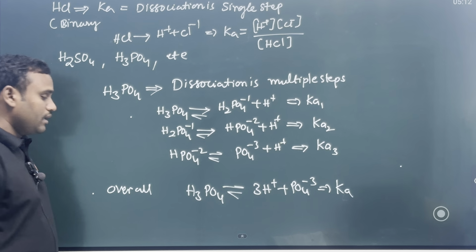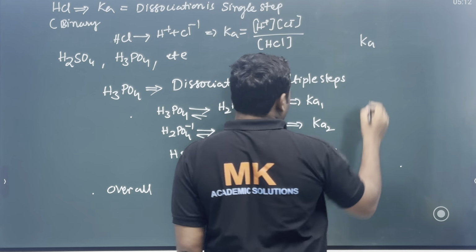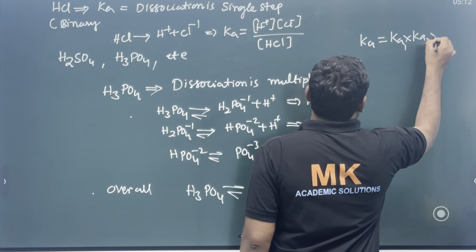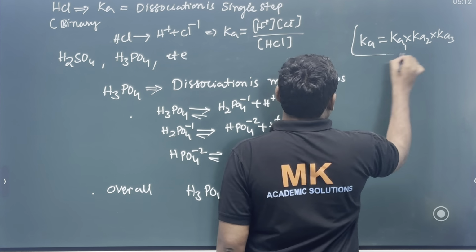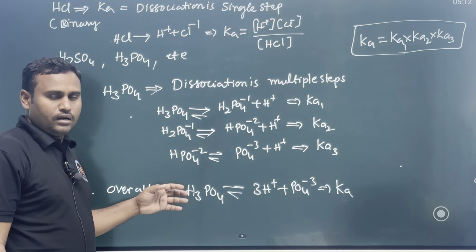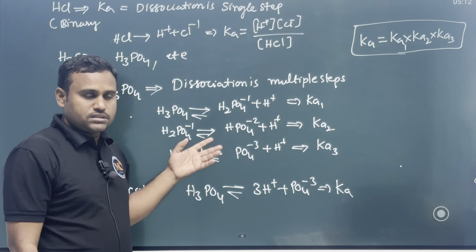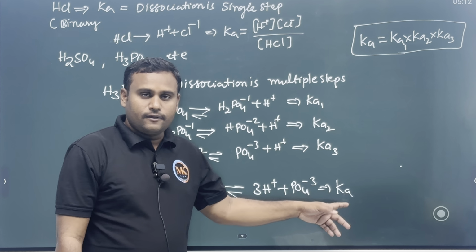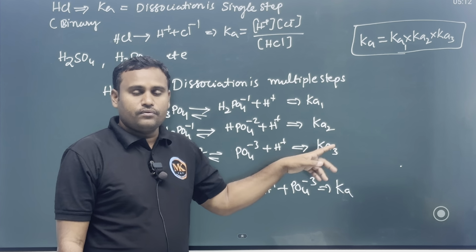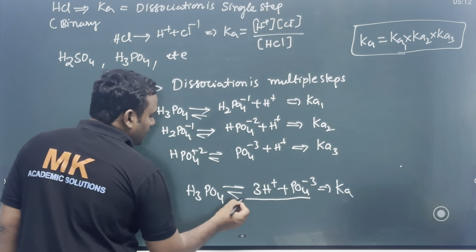For this type, Ka is equal to Ka1 into Ka2 into Ka3. I already taught you this in chemical equilibrium. If you get an overall reversible reaction by addition of one or more reactions, the equilibrium constant of the overall reaction is the product of the equilibrium constants of the added reactions.